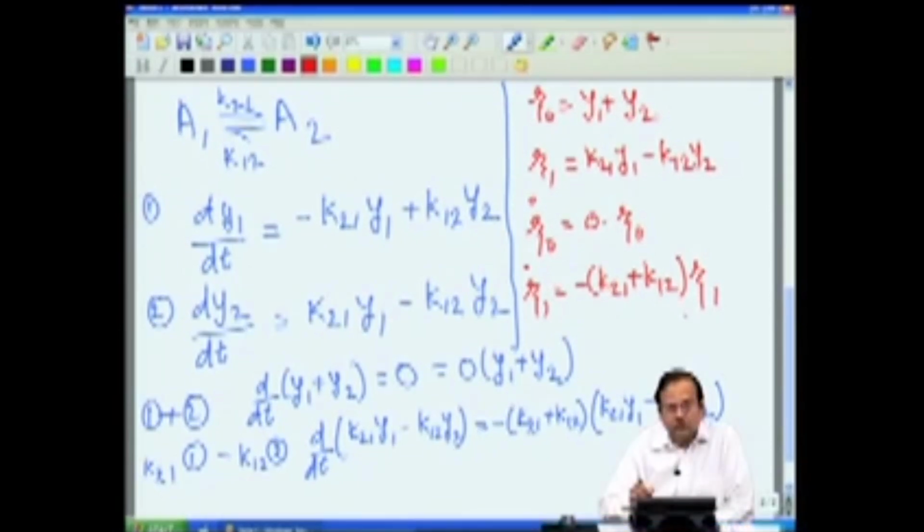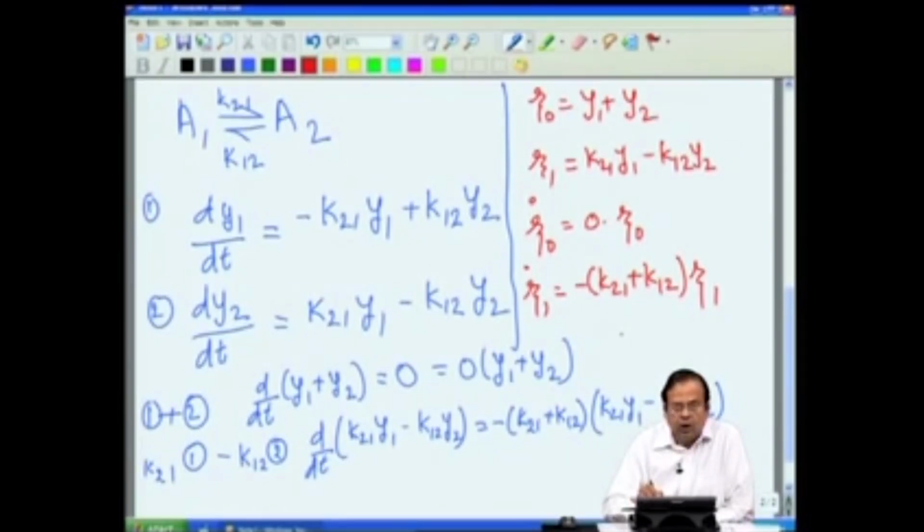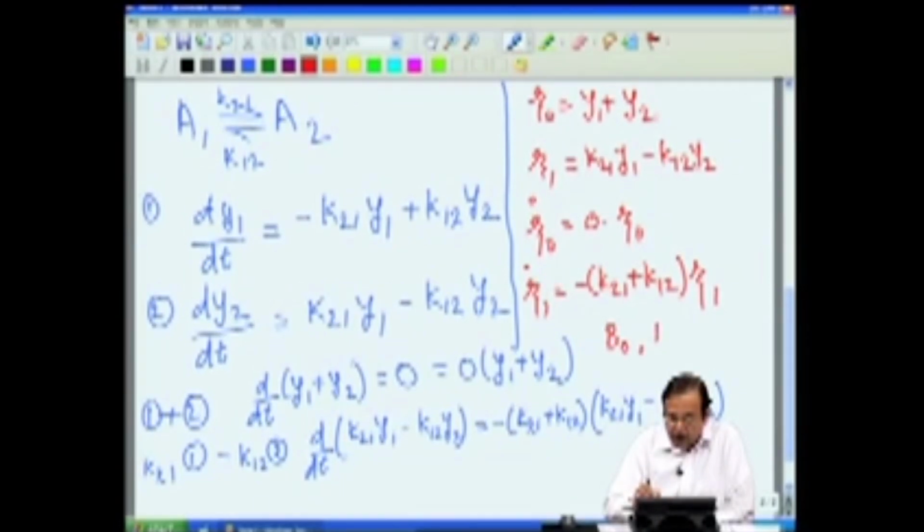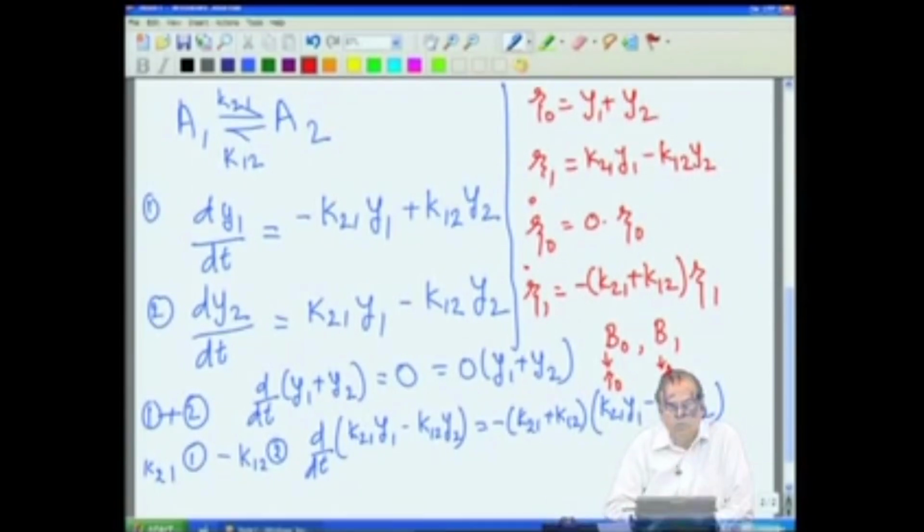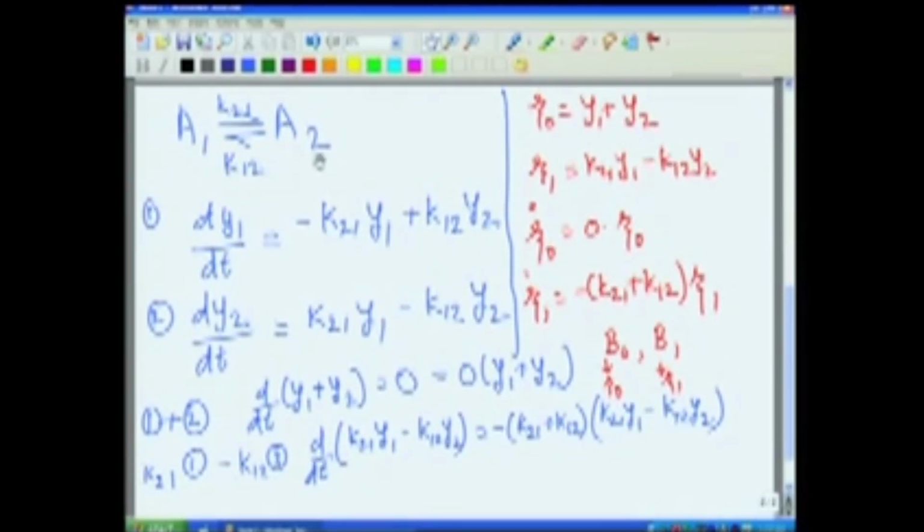Now, what is the motivation for doing this? The motivation is that I am now going to say that I have two hypothetical species B naught and B1 whose compositions are zeta naught and zeta 1. These are hypothetical species, these are not real species. My real species are over here and the real reaction. These are my hypothetical species.